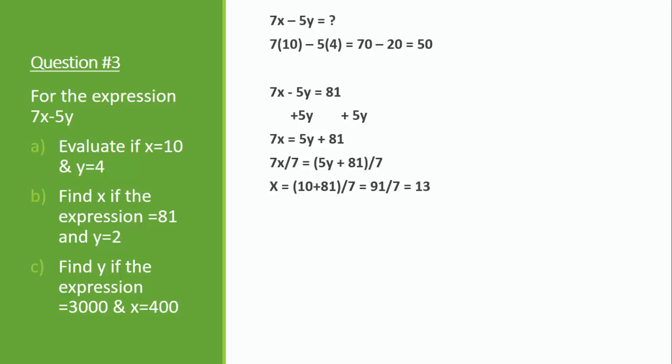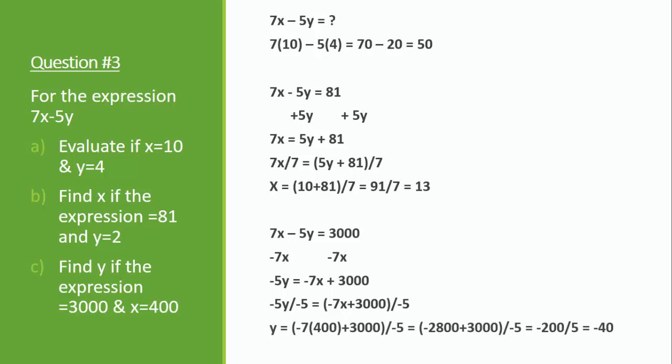Third part, find y if the expression is equal to 3,000 and x is equal to 400. So again, we have the expression 7x minus 5y, and we're told that it's equal to 3,000. I'm going to go ahead and solve for y this time. So I need to get y alone on the left-hand side of the equal sign. So I'll subtract 7x from both sides. That'll leave me with negative 5y is equal to negative 7x plus 3,000. Now I need to divide both sides by the coefficient in front of my y. Divide both sides by negative 5.